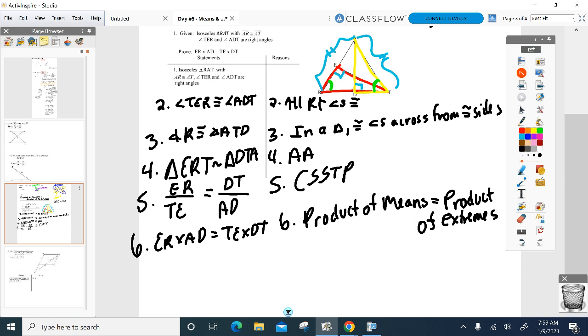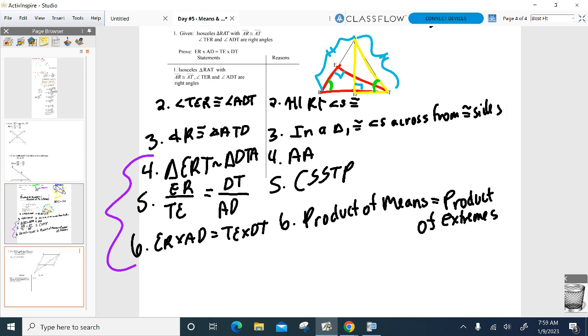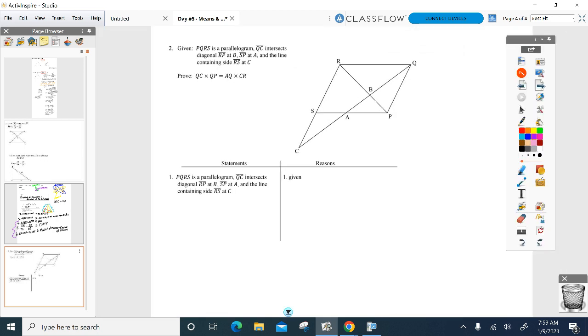All right, so we only have one more to go. Everyone see the three steps that you need there at the end. You can't skip a step. Triangles are similar, the proportion, cross multiply. All right, all good? We've got one more to go. Let's do it.